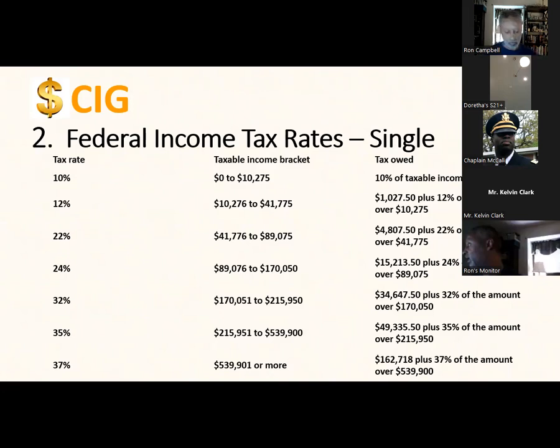So the tax rate would be 22%. Taxable income 41,775 to 89,075, with 4,807.50 for the tax, plus 22% of anything over 41,775. Okay.